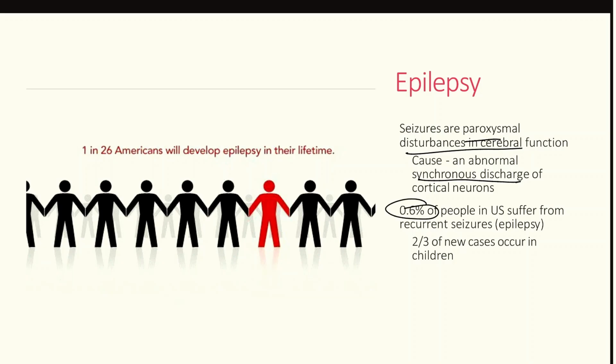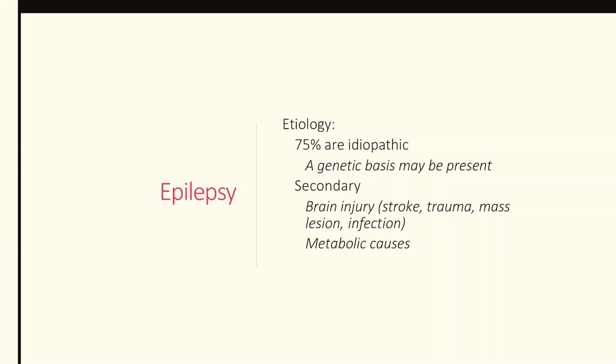0.6% of people in the US have recurrent seizures, which is epilepsy. So if you have one episode of a seizure, you do not have epilepsy. Epilepsy is recurrent seizures. If you just had one seizure, you don't have epilepsy. Two-thirds of new cases occur in children. I'll talk about that in a minute.